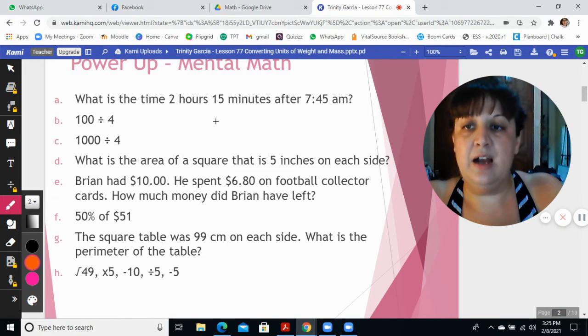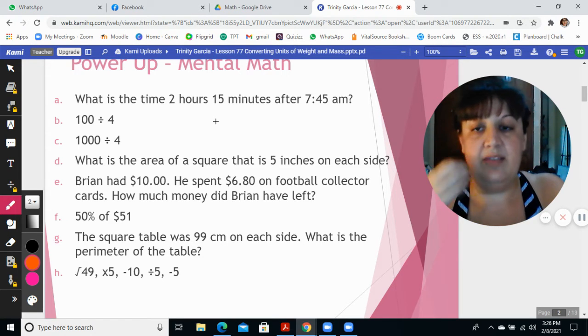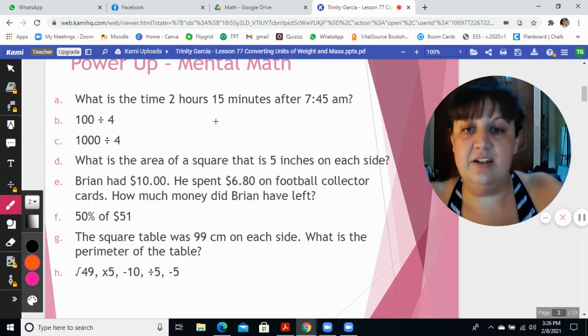Letter B, 100 divided by 4. Letter C, 1,000 divided by 4. D, what is the area of a square that has 5 inches on each side? Remember, to find the area, you need to know the length times the width. Letter E, Brian had $10 and he spent $6.80 on football collector cards. How much money did Brian have left?